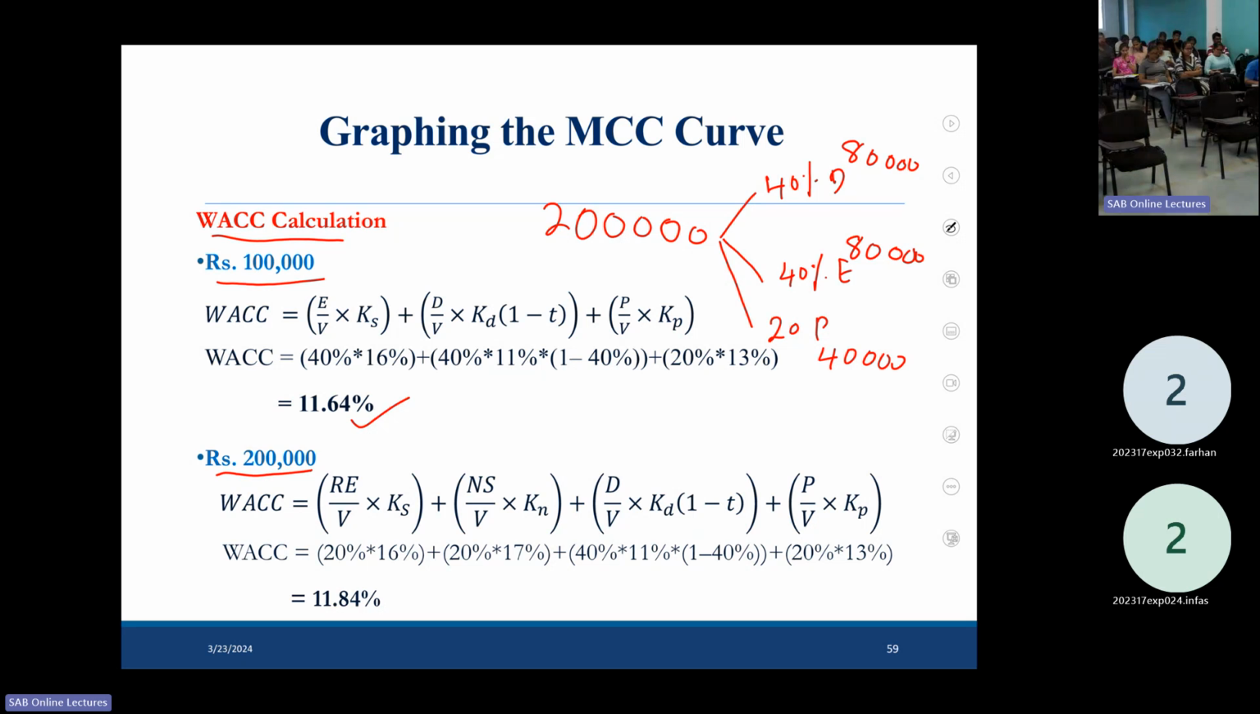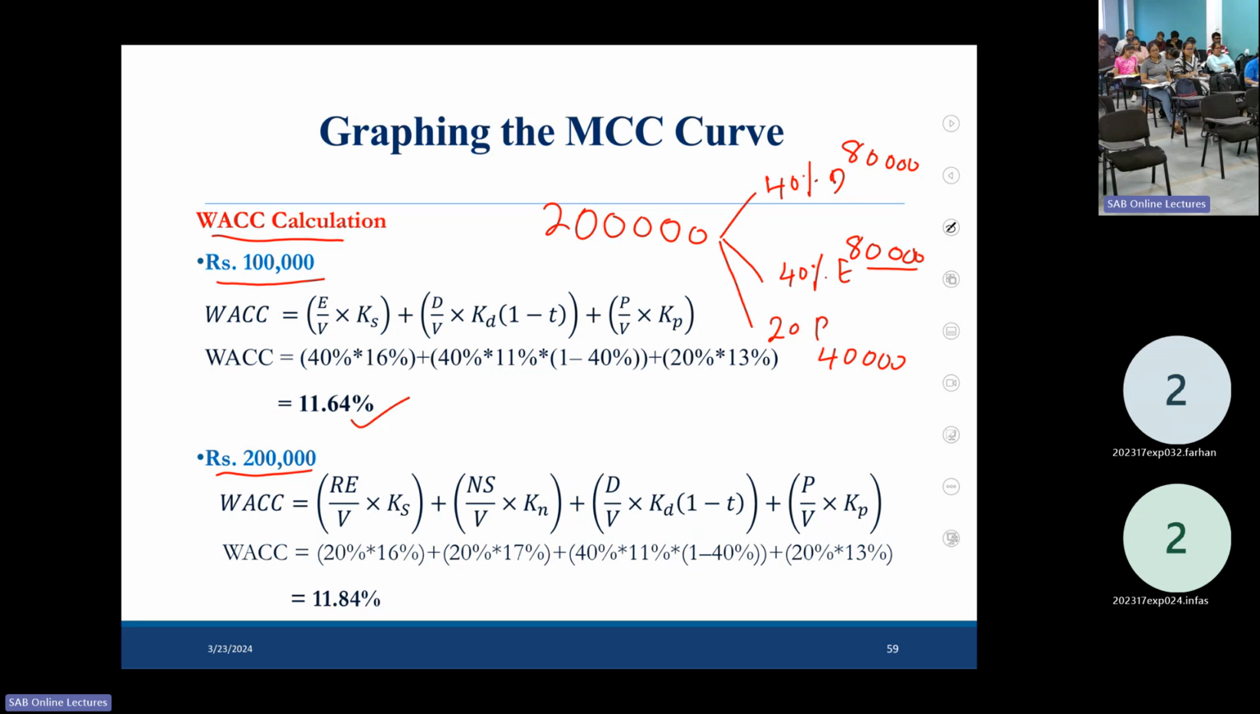40 from debt, 40 from equity, 20 from preference shares. Now your total capital is 200,000. So now 80 from equity, 80 from debt, 40,000 from the preference shares. This total equity capital portion is 80,000. How is this 80,000 calculated? From which sources do you get this 80,000?